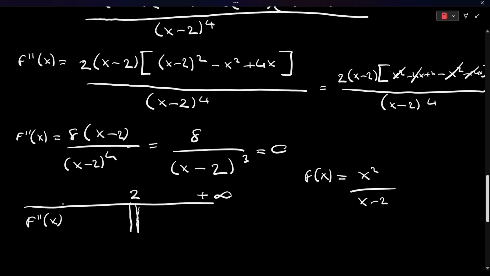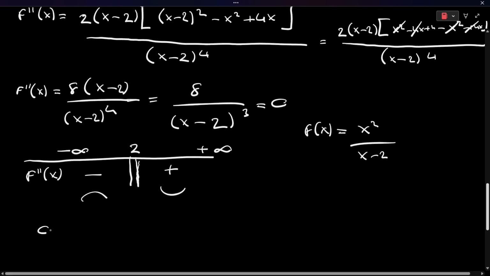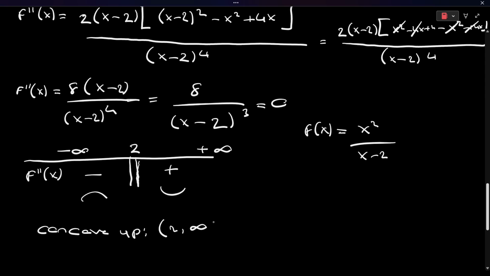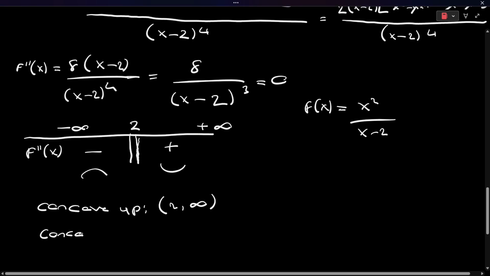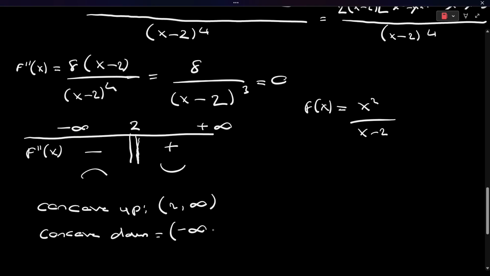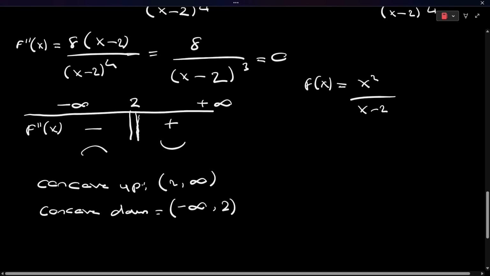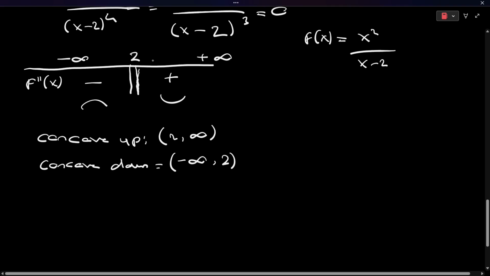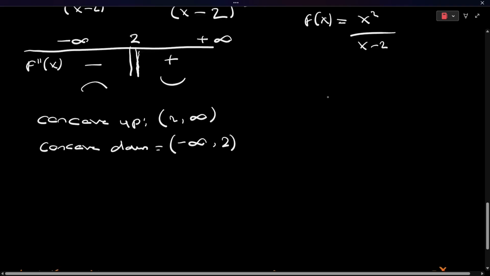Let's see the concave up and concave down parts. Let's plug in a value between 2 and infinity, for example 3. It is positive. Let's take a value between negative infinity and 2, for example 0. It is negative. So here it is concave down, here it is concave up. Concave up from 2 to infinity. Concave down from negative infinity to 2. We don't have any inflection points since 2 cannot be an inflection point because it's not defined on the graph.